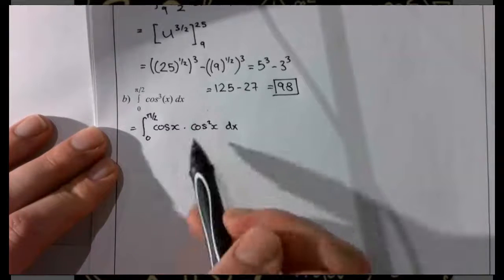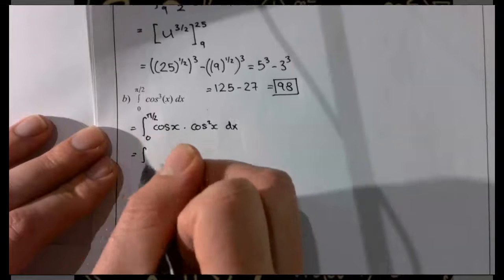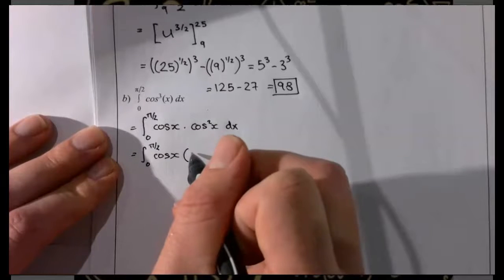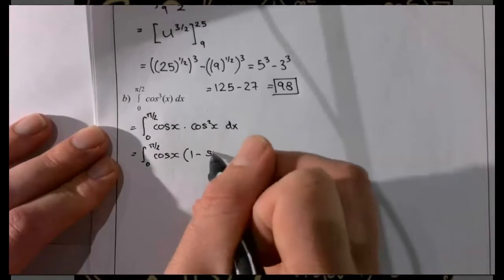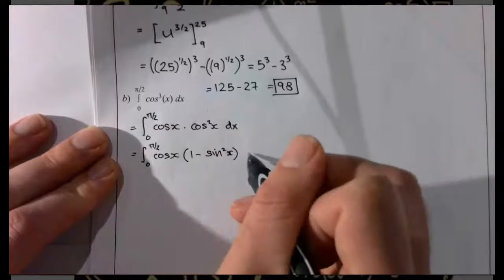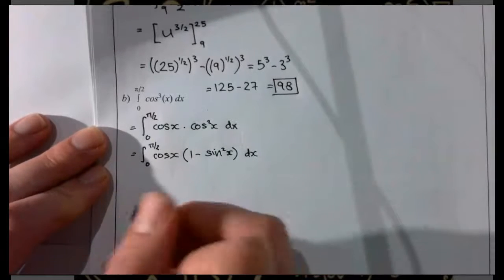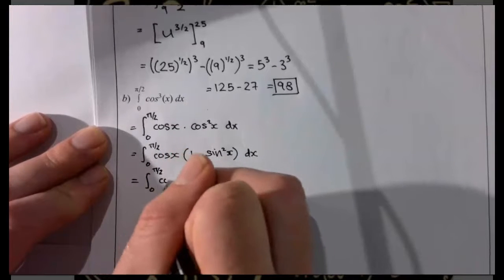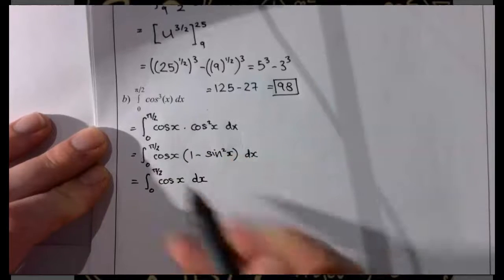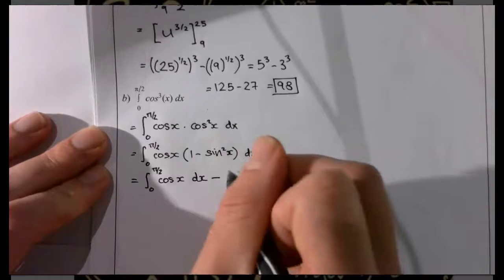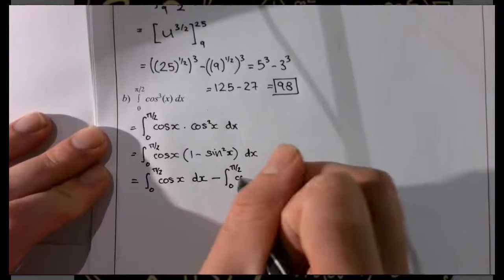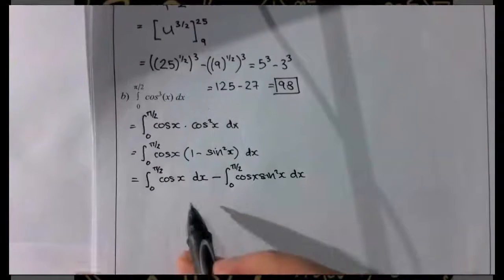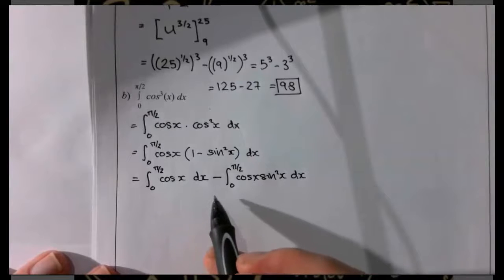So I write it as cos x times cos squared, and then I'm thinking, for my integration by substitution, I need a combination of cos and sine, because I need to have both a function and its derivative. And so what I'm going to do is rewrite cos squared x as 1 minus sine squared, and that's actually going to allow me to split into 2 integrals here. The integral of cos x dx, that's cos x times 1, take away the integral of cos x sine squared x dx.